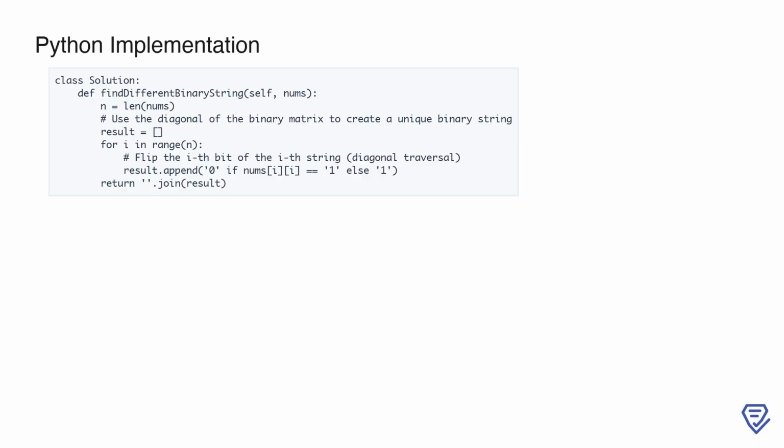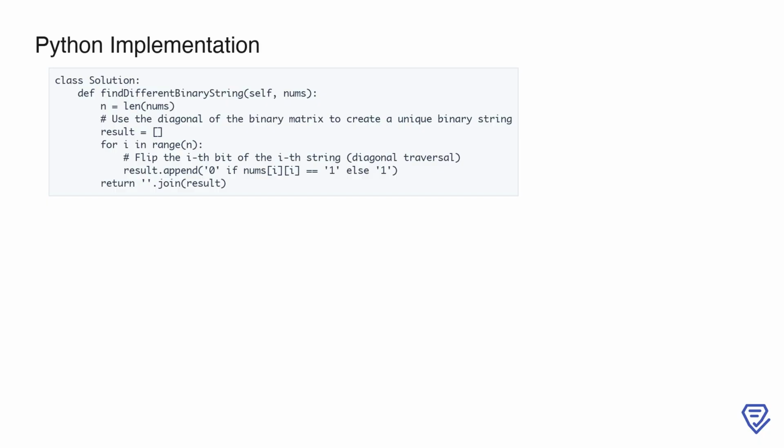2. Diagonal traversal. For each index i from 0 to n-1, we build a new binary string by traversing diagonally through the matrix formed by the binary strings. Specifically, we examine the ith bit of the ith string. 3. Flipping bits. To ensure uniqueness, we flip the ith bit of the ith string.